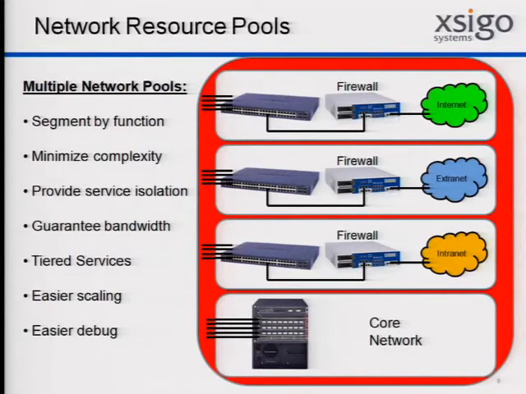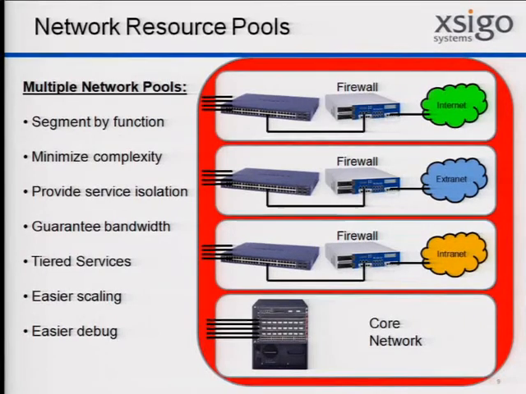So one of the things we're here to talk about is that the traditional model of building out that infrastructure is to build a giant network where everybody's connected to everybody so that any resource can talk to any other resource. Well, we're here to tell you with Virtual I/O you have another option. And that option is to start breaking down those big networks into much smaller manageable chunks. You can segment by function, minimize your complexity, provide service isolation so that this service doesn't impact that service. You can guarantee bandwidth. You can tier your services by segregating the functionality. You can scale these much, much easier.